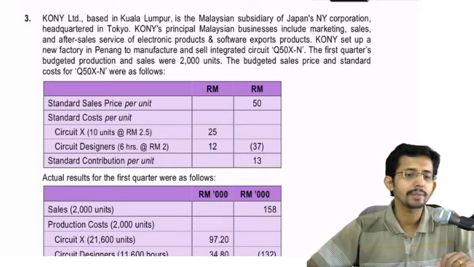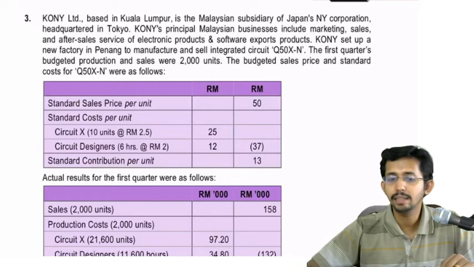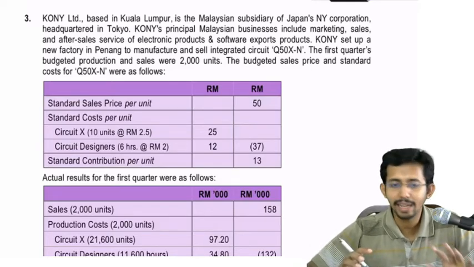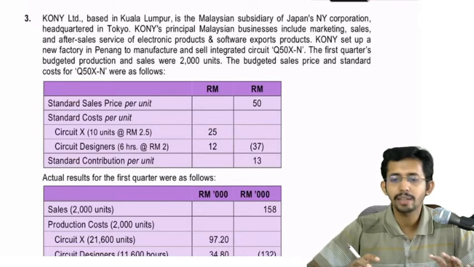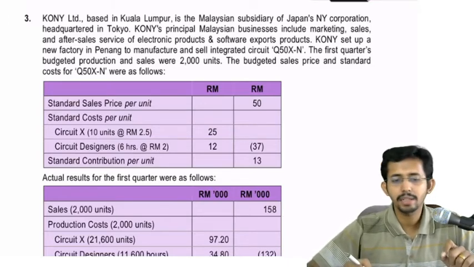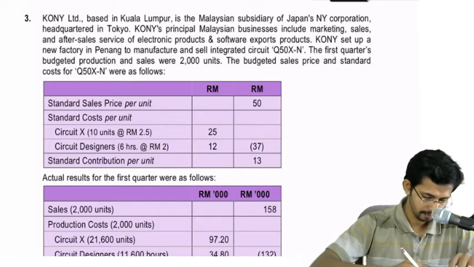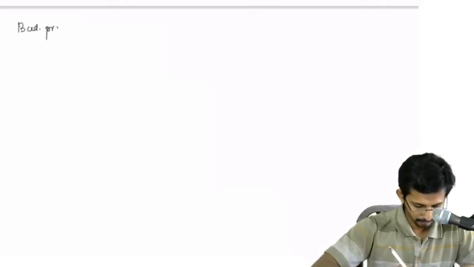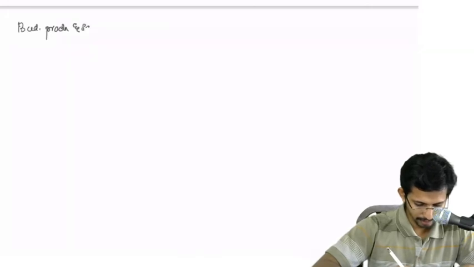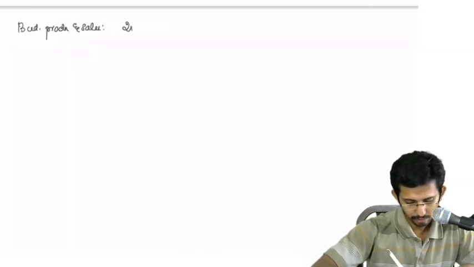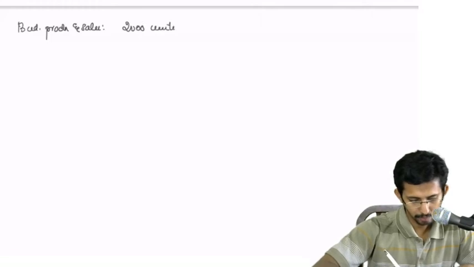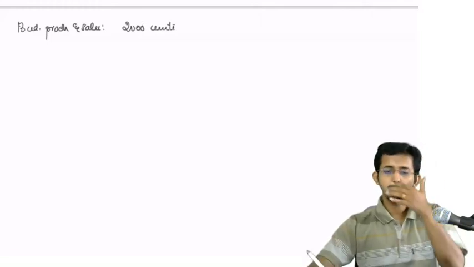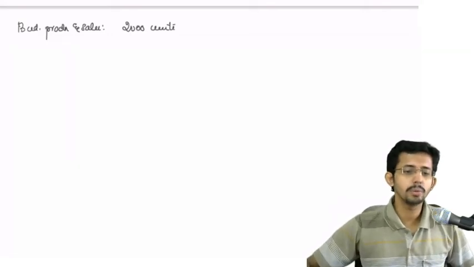Coney set up a new factory in Penang to manufacture and sell integrated circuit Q50XN. So it is some product Q50XN, the integrated circuit product. Then the first quarter's budgeted production and sales were 2000 units. So budgeted production and sales was how much? 2000 units. Okay.